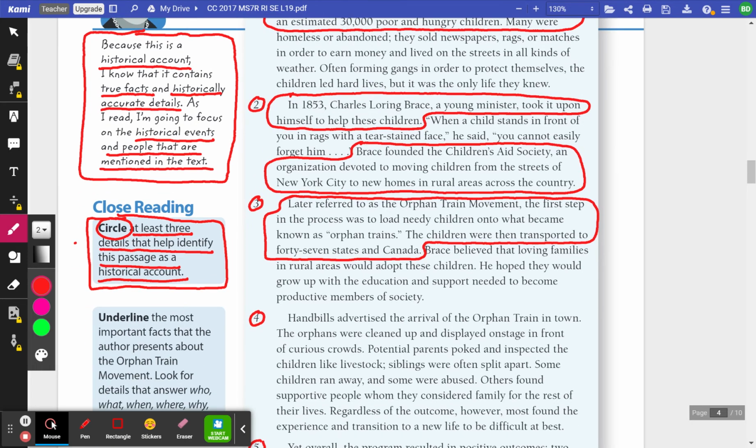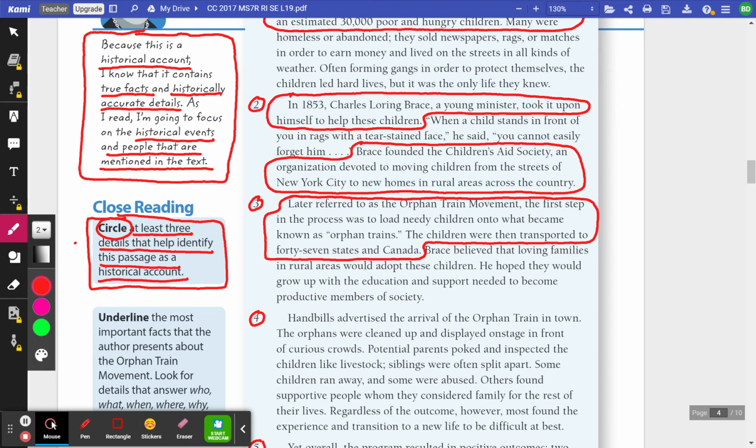So the fourth thing I circled was in paragraph 3. I circled the first and second sentence. "Later referred to as the orphan train movement, the first step in this process was to load needy children onto what became known as orphan trains. The children were then transported to the 47 states and Canada." So this is letting us know that the Children's Aid Society that was founded by Brace was later called the orphan train movement. That is a 100% fact. And then it tells us what those orphan trains did, and they were responsible for transporting all those needy kids to the 47 states and even to Canada, right?